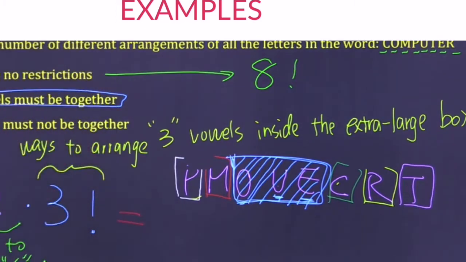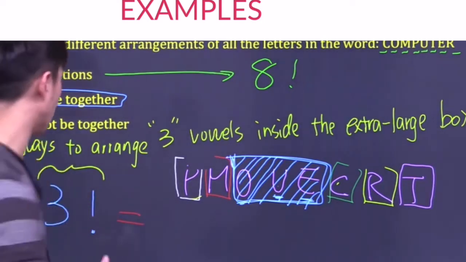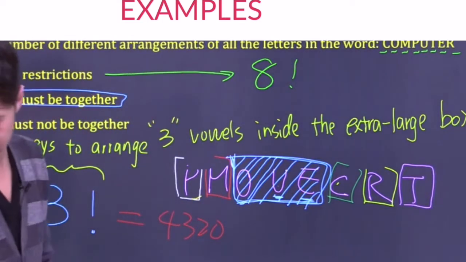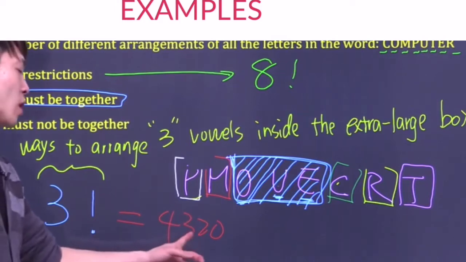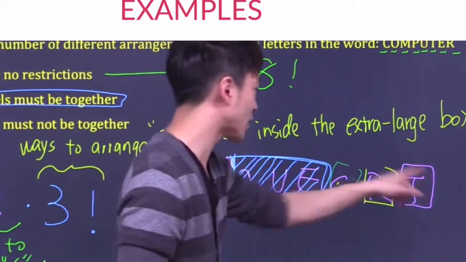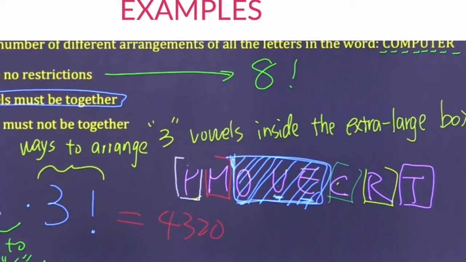So the final answer is 6 factorial multiplied by 3 factorial. We have 4320. That's it. So there are 4,320 ways for us to arrange these 8 letters having all the vowels together.